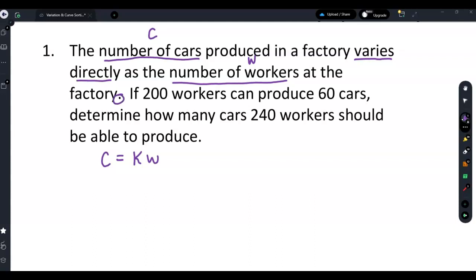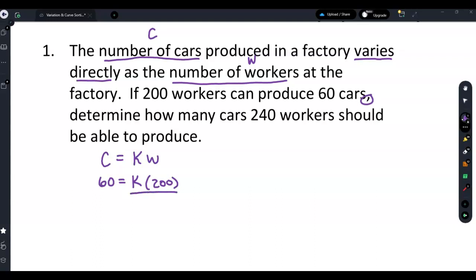I stopped at this period, so that's where I'm going to resume reading. If I read until I get to the next punctuation mark, it says, if 200 workers can produce 60 cars, and there's a comma, so I'm going to stop there and see what I can come up with. So 200 workers can produce 60 cars. That's telling me that I can plug in 200 in the place of W, and I can also substitute 60 in the place of C. And that's enough information to actually solve this for K.